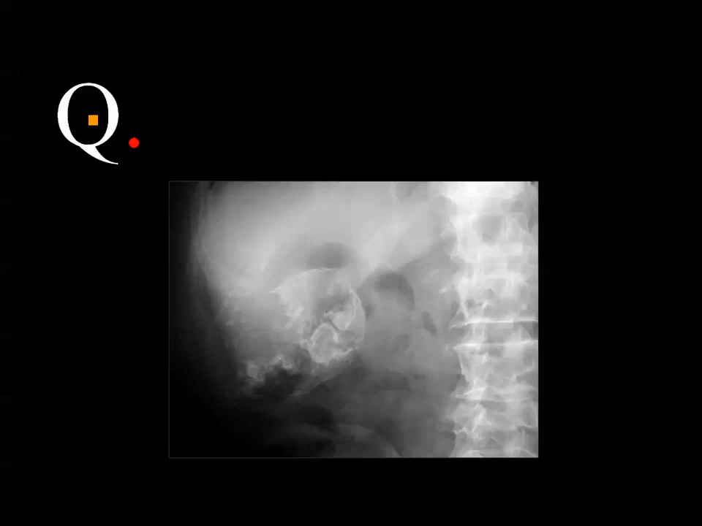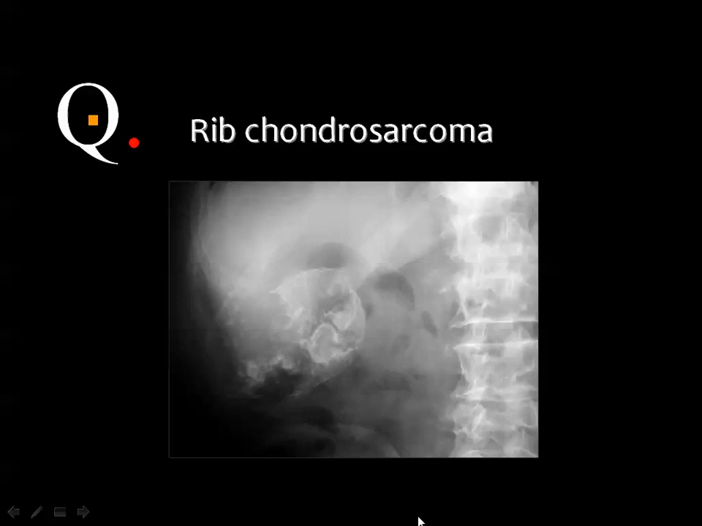Yes, and if you look carefully at the rib, you see that there is a part of the rib missing together with a big soft tissue mass with matrix calcification, and this is chondrosarcoma. Okay.